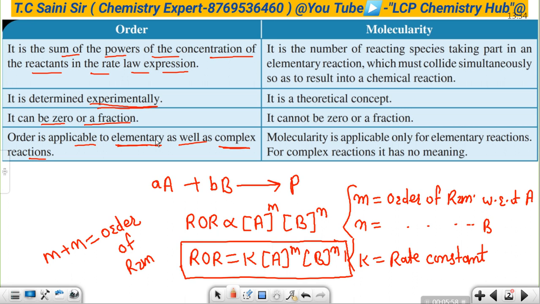Now we deal with the molecularity of a reaction. What is the molecularity of a reaction? It is the number of reacting species taking part in an elementary reaction.